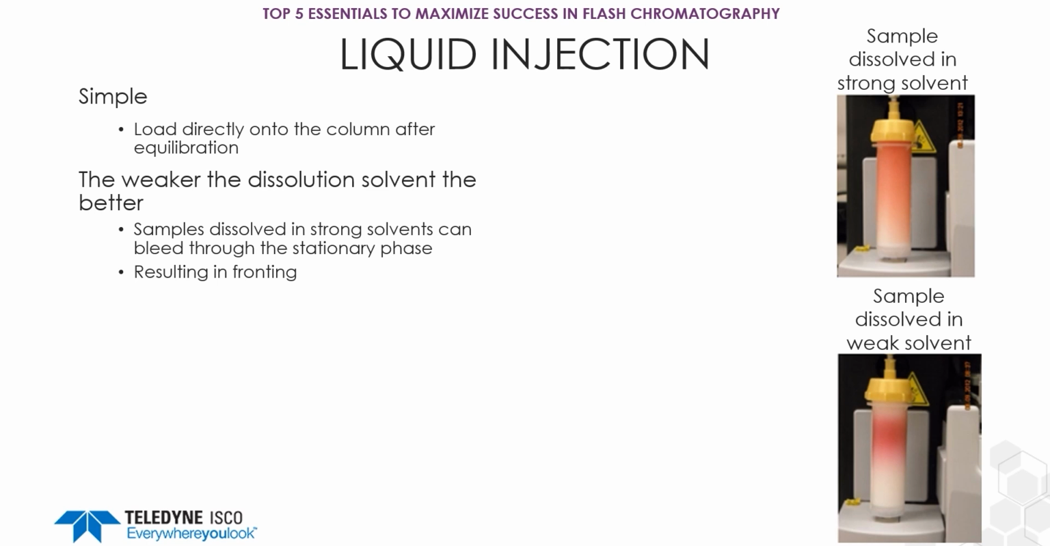Now, I will mention that you want to dissolve your sample in the weakest solvent possible. If we look at the picture on the top right, that sample was dissolved in strong solvent. And that strong solvent is going to pull your compound down the column immediately. So this is going to result in a lot of fronting. But if we dissolve our sample in a weak solvent, like the picture in the bottom right, you can see how much more concentrated that band of your sample is, and that's going to lead us to better chromatography.